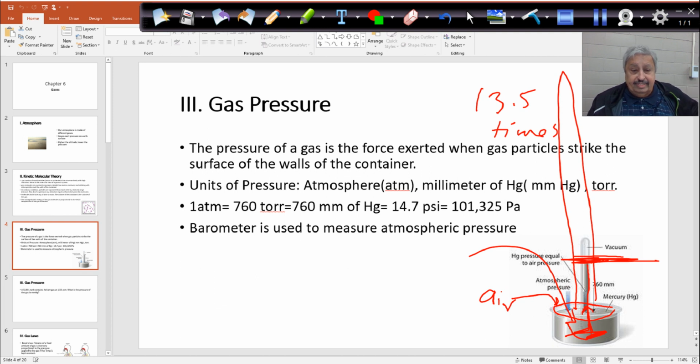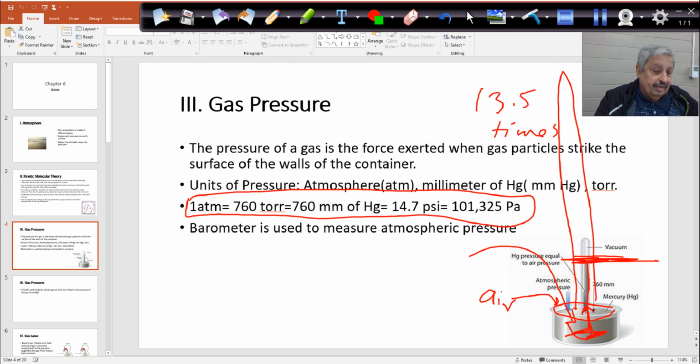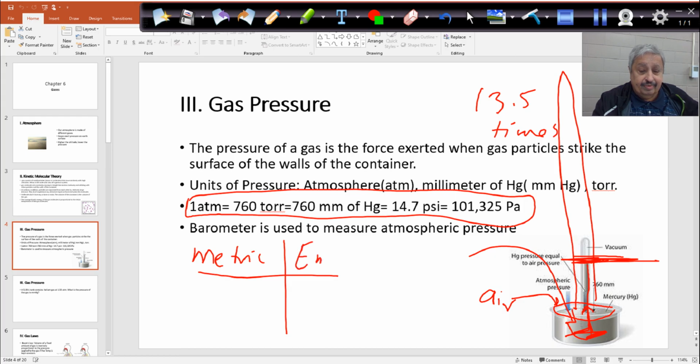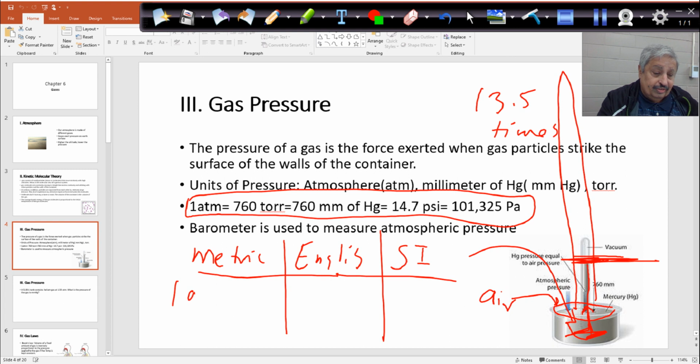Now, here's the first thing, the trick of this chapter. The pressure is measured in all those units here. So in metric, look at the metric here, and in the English, and in SI. In metric we have 1 atmospheric pressure. In English, the 1 atmospheric pressure is equal to 14.7 psi. Somebody will tell me what the psi stands for?